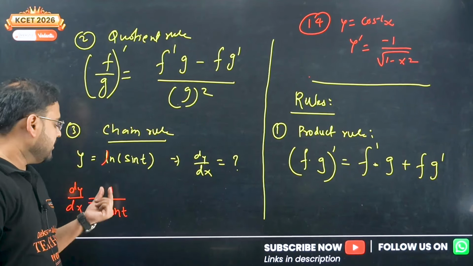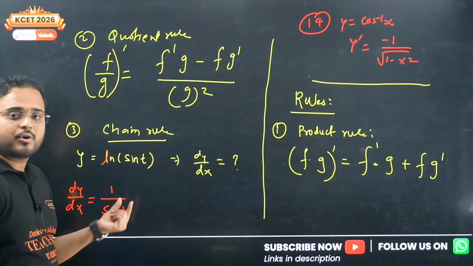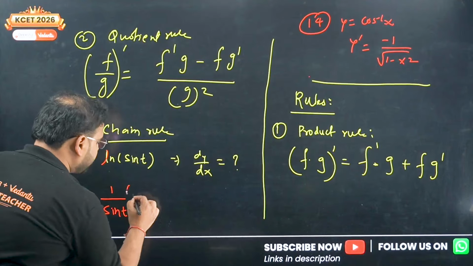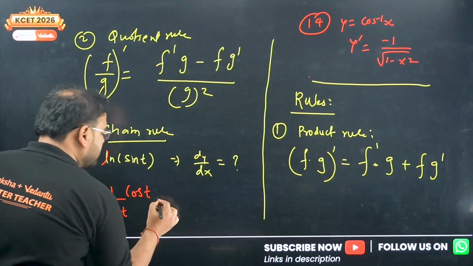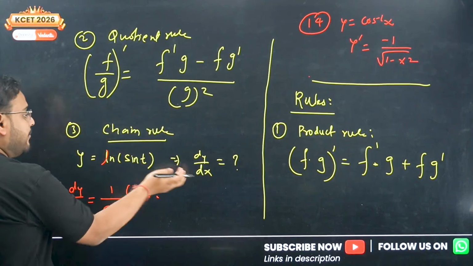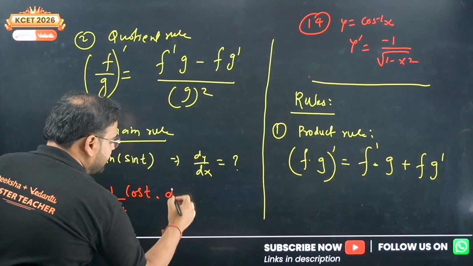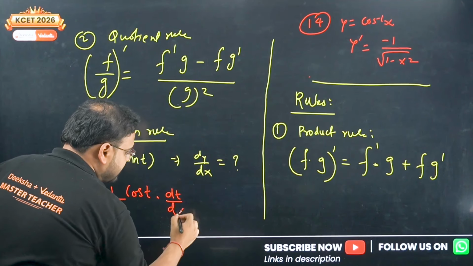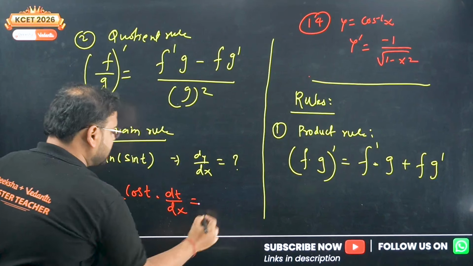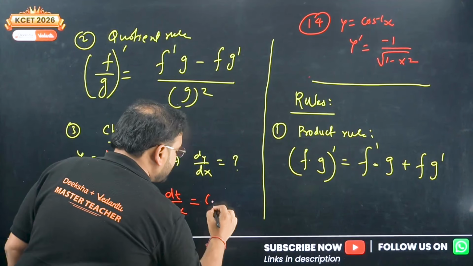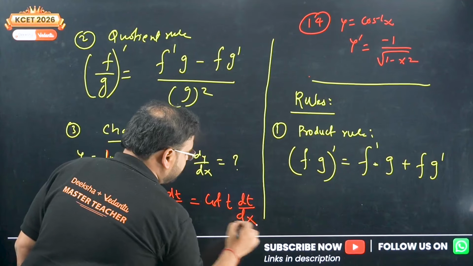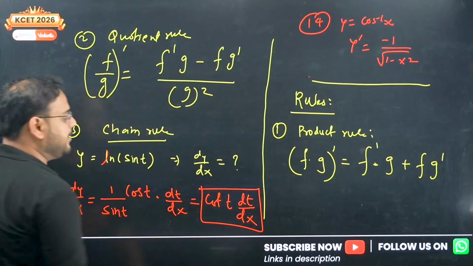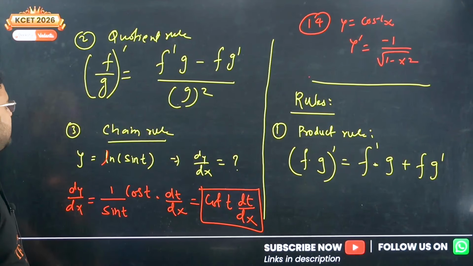This is the first function, log, differentiated. Next I want to differentiate sine, so I'll get cos t. Is it over? No. I'll differentiate t also because we have to get in terms of x. So we have to write here dt by dx. Now what is the answer actually? The answer is cos by sine, so cot t dt by dx. Cot t dt by dx. This is your answer for the chain rule.